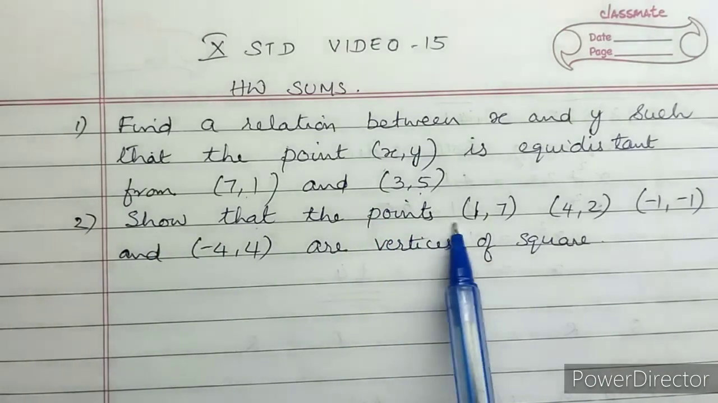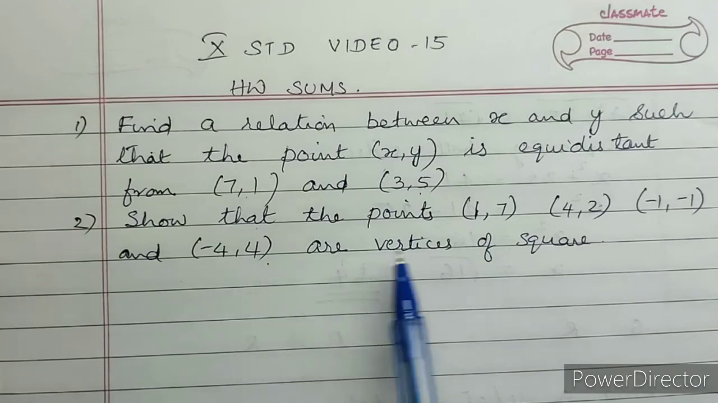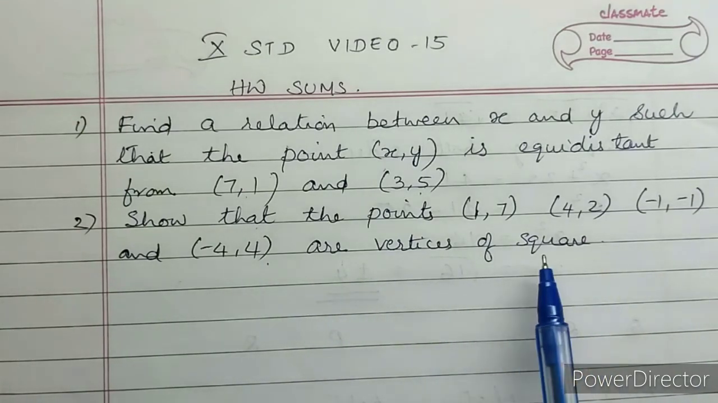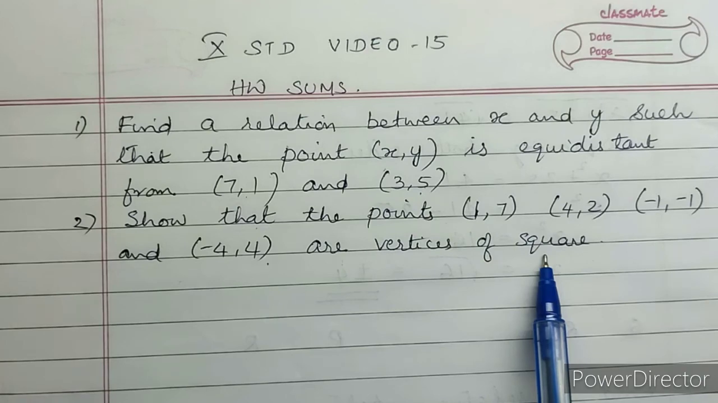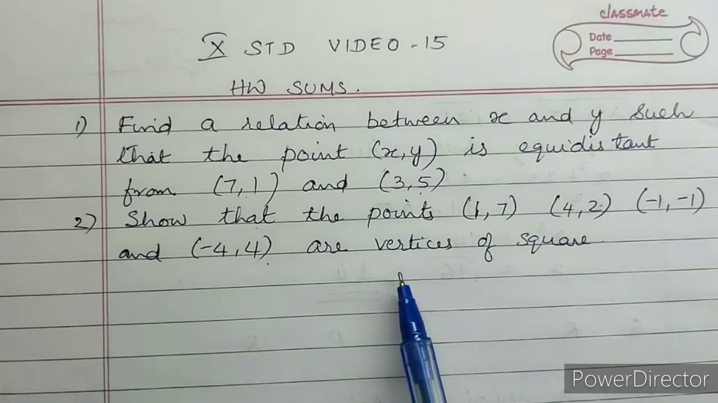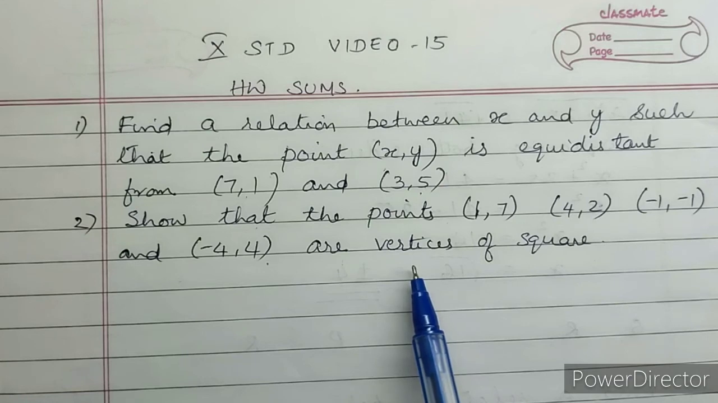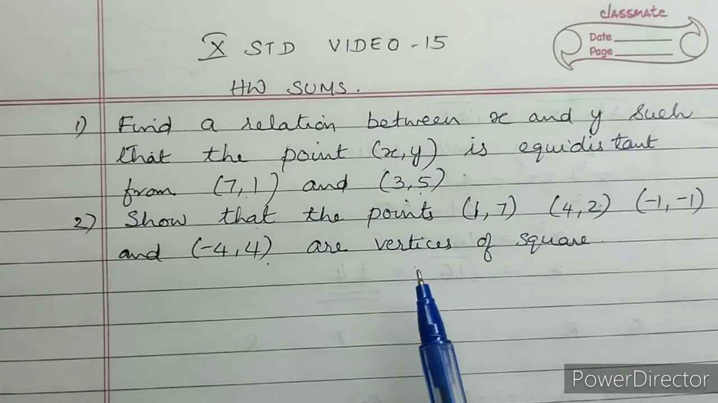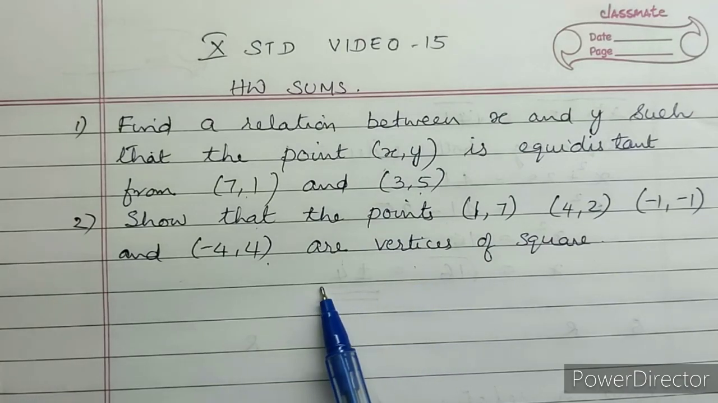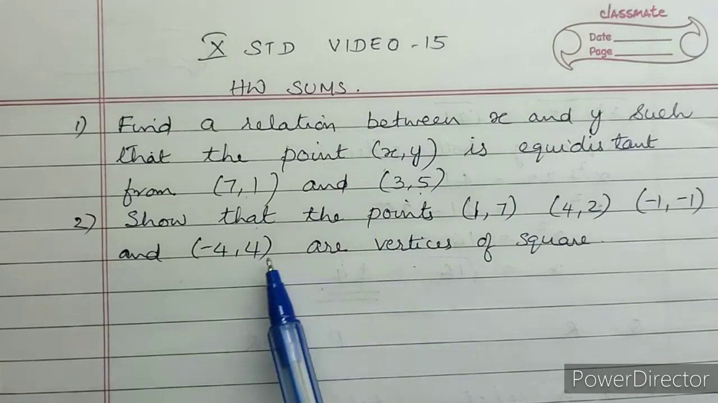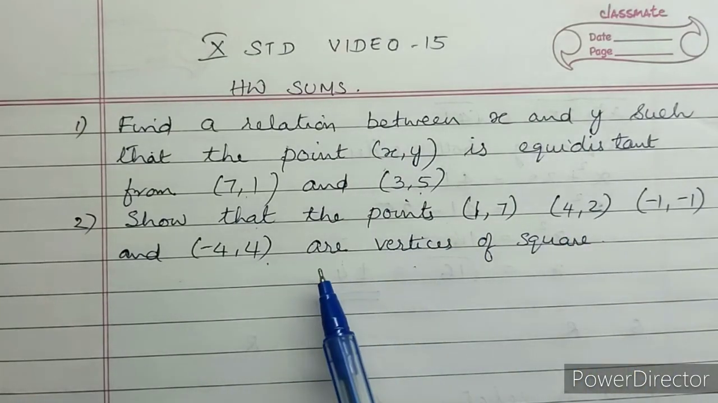Next one, show that the points, 4 points are given, are vertices of a square. So square means what is that? Polygon. Properties of that polygon, all the sides are equal, but if all the sides are equal, it can be a rhombus also. So in the previous video I told you, you have to find the diagonals also. If the diagonals are also equal, sides equal and diagonals equal separately, you can say that they are the points of a square, all the vertices of a square.